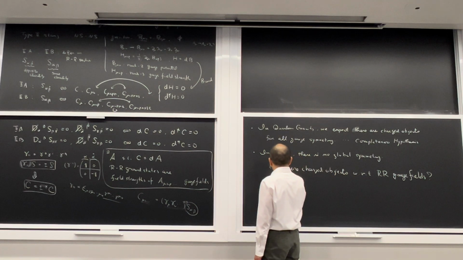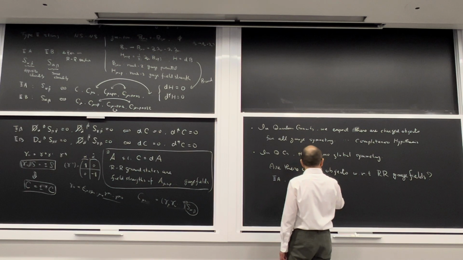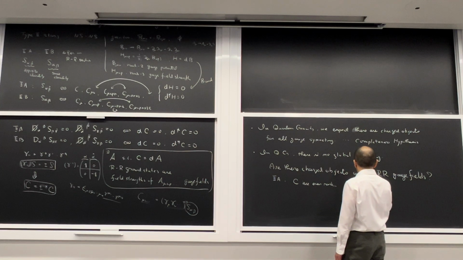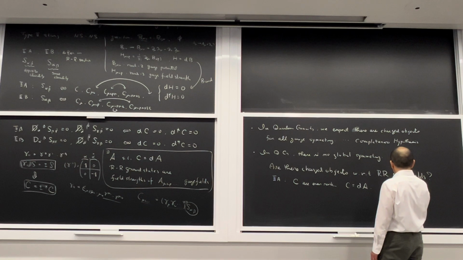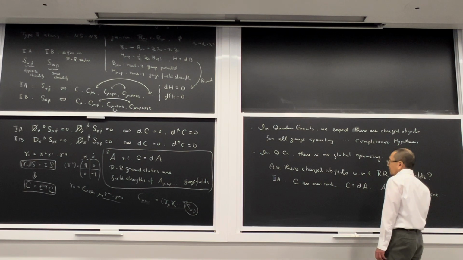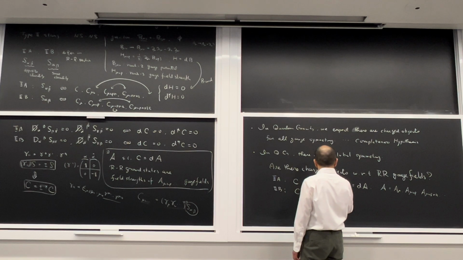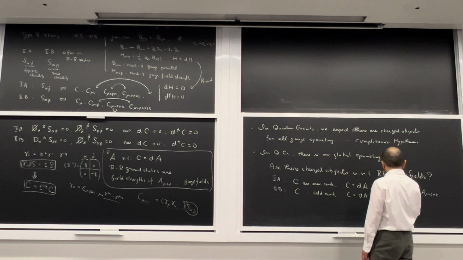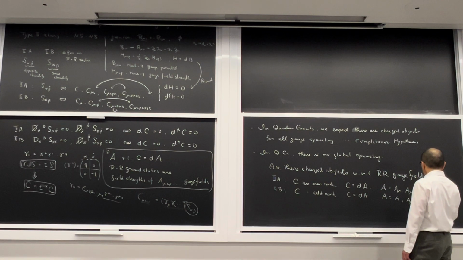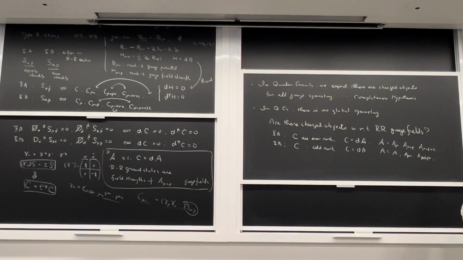So for example, in type IIA, C is of even rank. That means that if you write C equal to dA, then A can be a 1-form, or 3-form, or 5-form, etc. Similarly, type IIB, C is of odd rank. So therefore, if you write C to be dA, then A can be a scalar, or an antisymmetric 2-form, or 4-form, etc. Okay? So there's a bunch of those things. And so what kind of things are charged with respect to these? That's the kind of question.